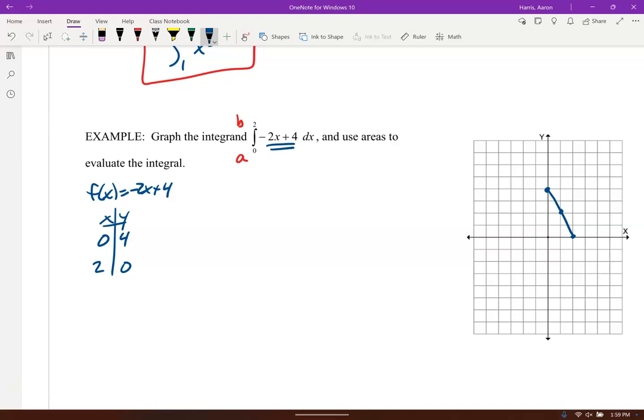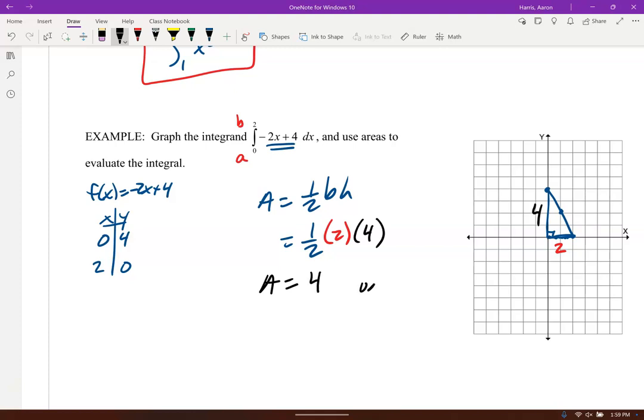The integral of that is representing the area under the curve and above the x-axis right there. So you notice we have a triangle right there. Well, we know the area of a triangle. It's 1/2 base times height. And if you notice, our base here is 2, and our height here is 4. And so this area just ends up being 4 square units.